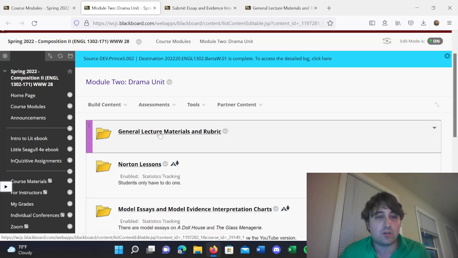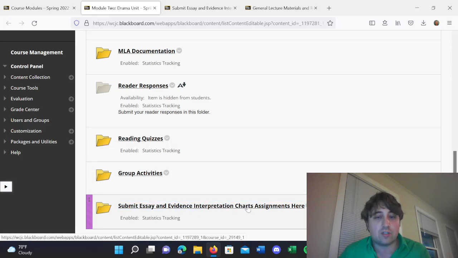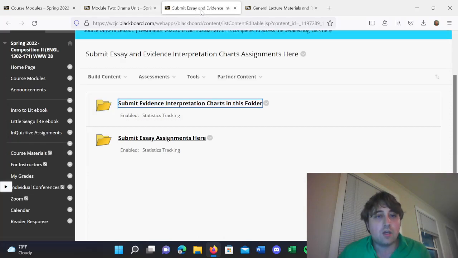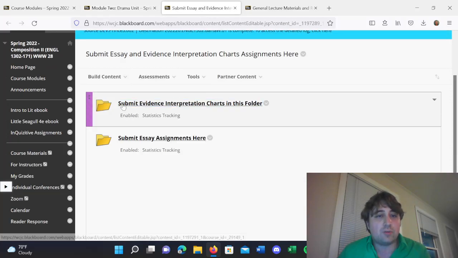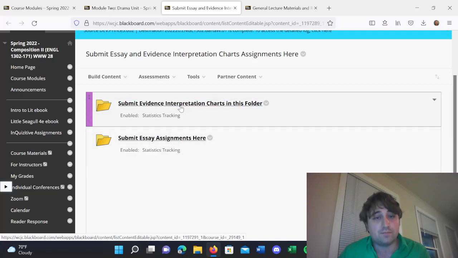So that's going to be General Lecture Materials and Rubric, and Submit Evidence and Interpretation Charts assignments here, those two folders. So I'll go over this one first because it's smaller. So in this folder, we're going to find two folders, the Submit Evidence Interpretation Charts in this folder, and the Submit Essay Assignments here folder.